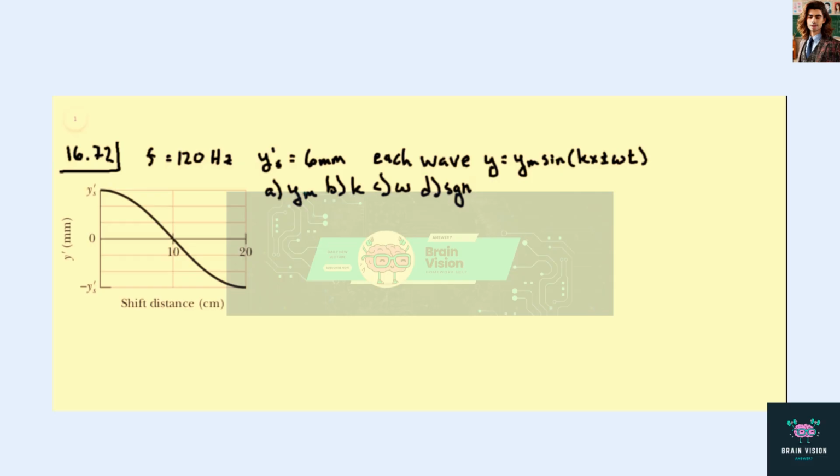16.72. So we have two sinusoidal waves of the same frequency, which is 120 hertz, and amplitude. We're sending them down along the positive direction of an x-axis that's along a tensioned string. And so we can send them in phase or with various phase shifts. And here, this is shown in terms of a distance by which they're shifted.